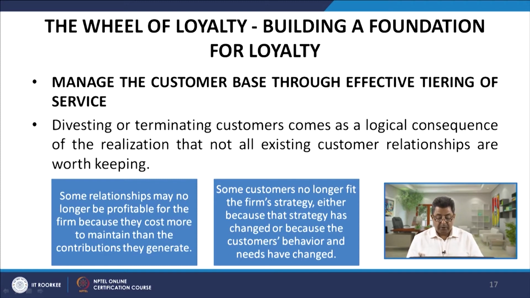So obviously they become loss making for the company. While some customers no longer fit the firm's strategy, either because that strategy has changed or because the customer behavior and needs have changed. So some customers in that segment may no longer be good because the company's strategy has changed or because their behaviors and needs have changed. Therefore, in these two cases, the company should end the relationship with these kind of customers.